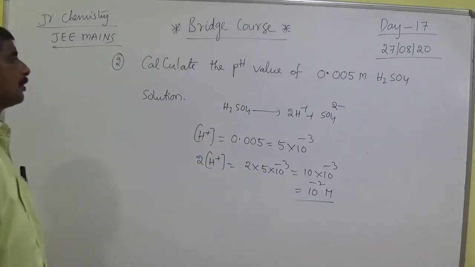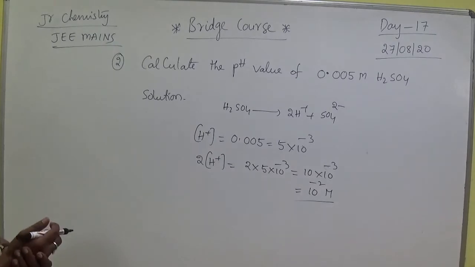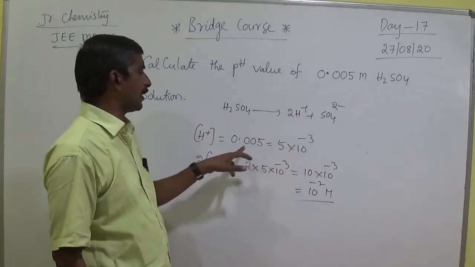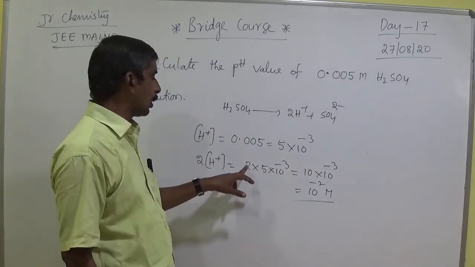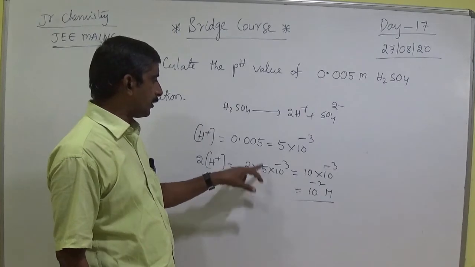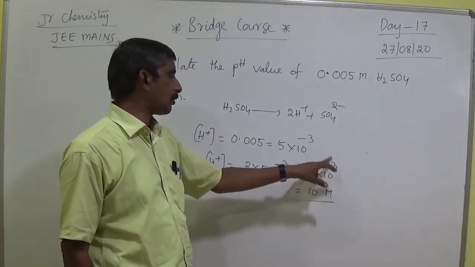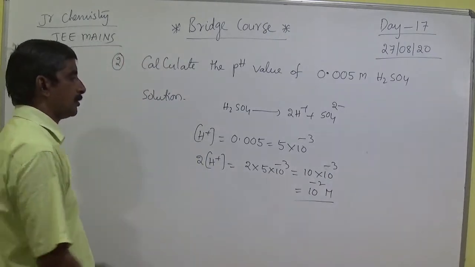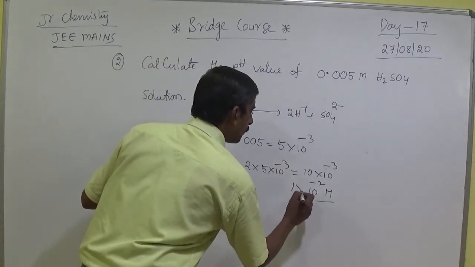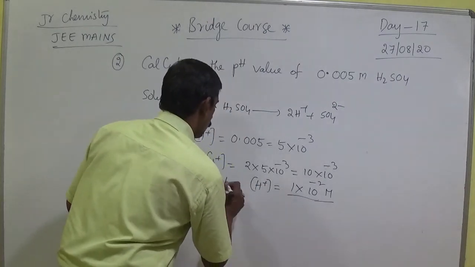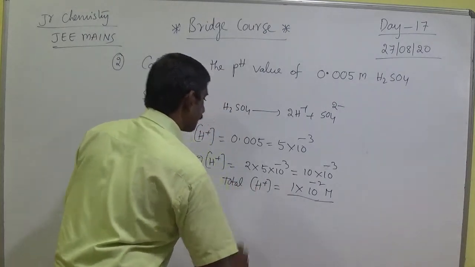So for 0.05 molar H2SO4 solution, the 1 H plus concentration is 5 into 10 to the power minus 3. 2 H plus concentration means 2 into 5 into 10 to the power minus 3. That means 10 into 10 to the power minus 3, 10 to the power minus 2, simply 1 into 10 to the power minus 2. That is the total H plus concentration.